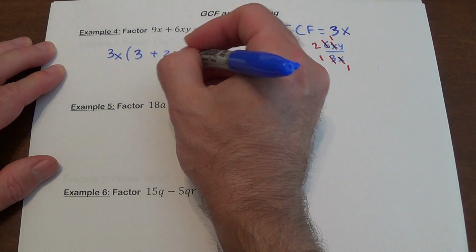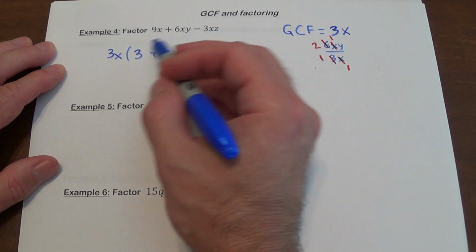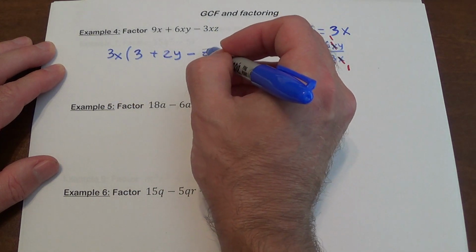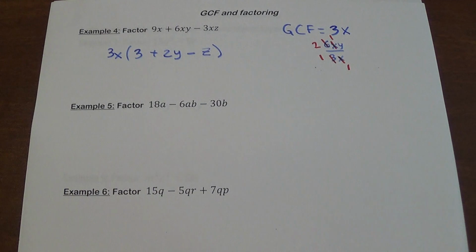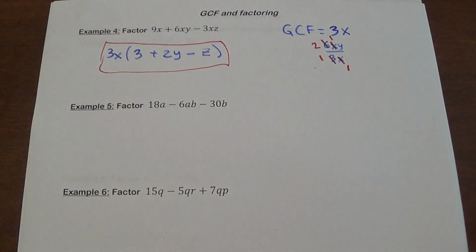So plus 2y minus 3xz divided by 3x will leave you with z. That is the answer here. Moving on. Let's take a look at the next example.